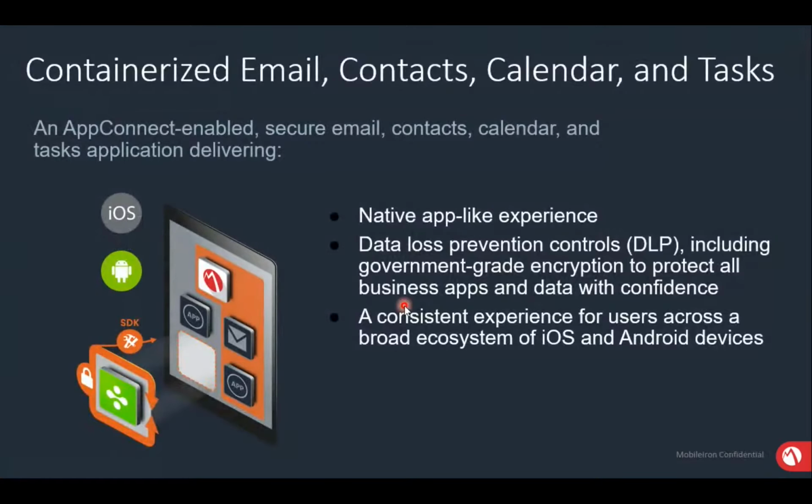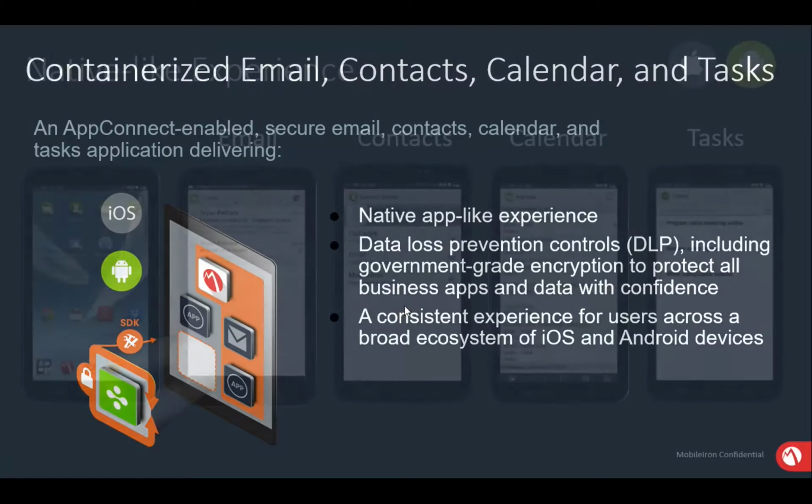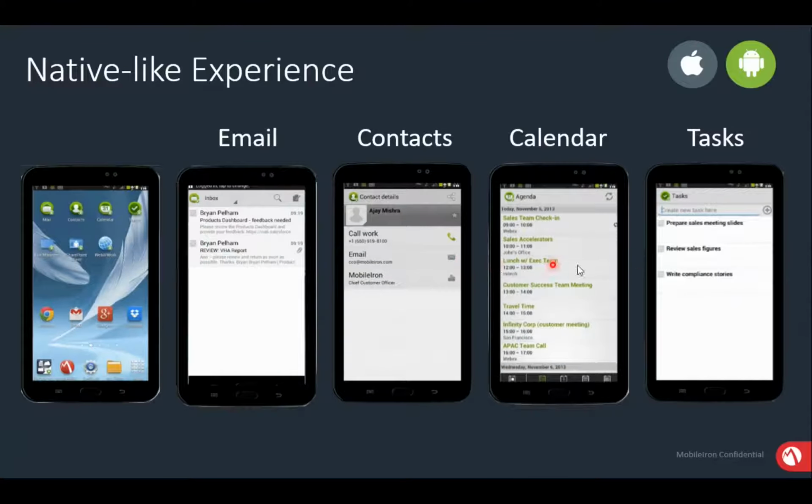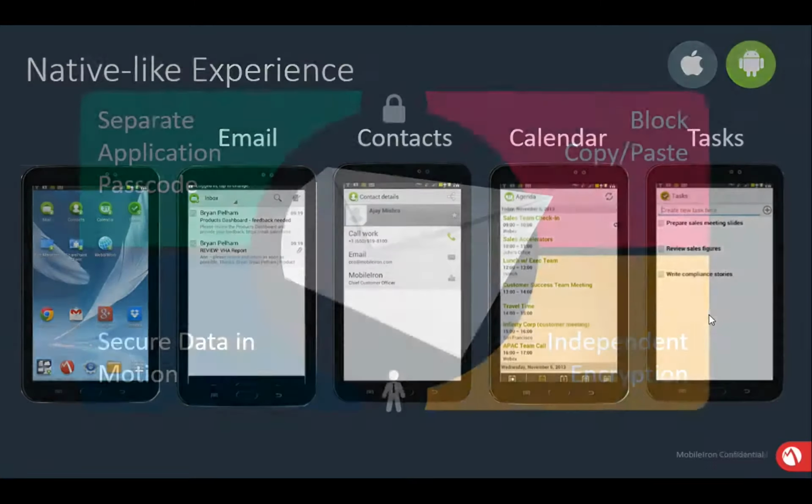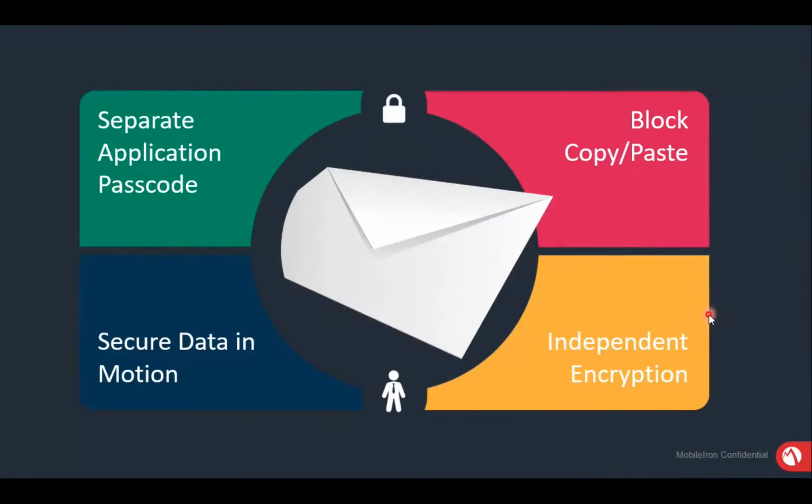Email Plus looks like a native app experience, and you have the DLP features. You cannot copy, paste, or even take screenshots. You have separate contacts, calendars, and tasks within the same Email Plus. So this is how it works in Android. You have the email, contacts, calendars, and tasks, and like all other App Connect apps, you have a separate passcode, independent encryption, and copy-paste block.